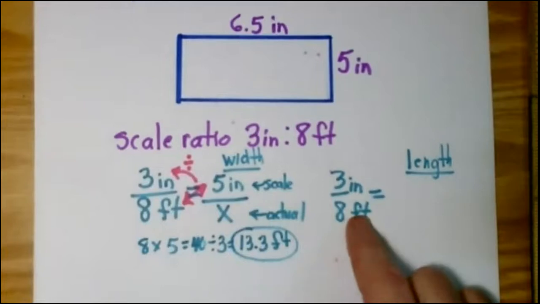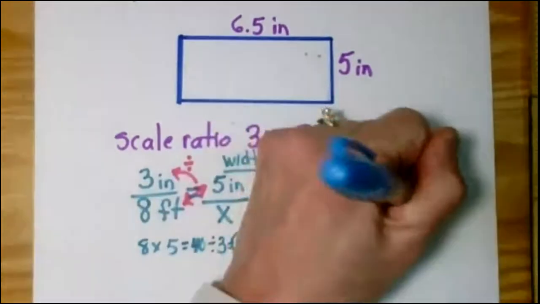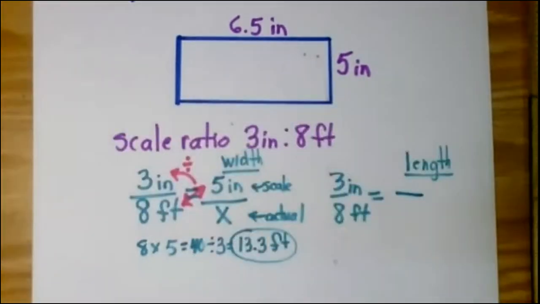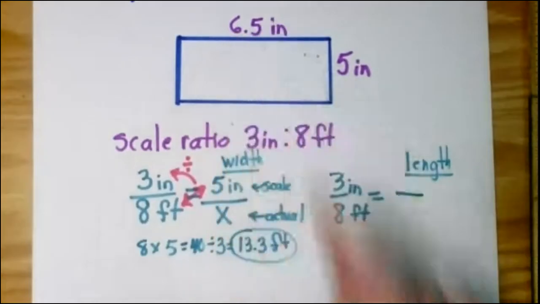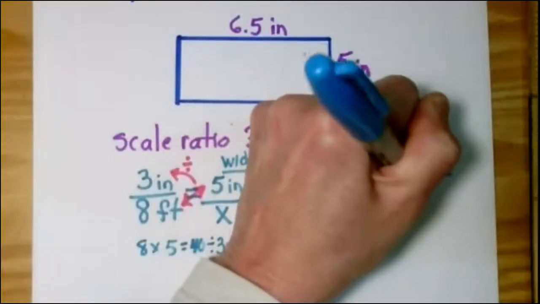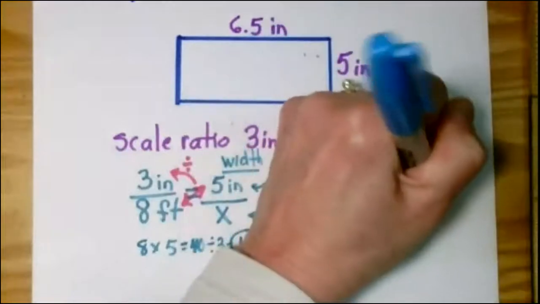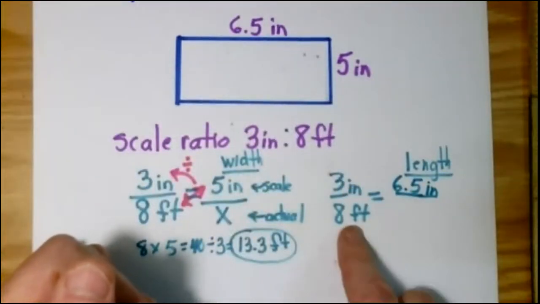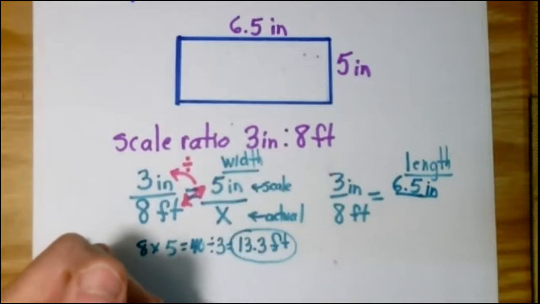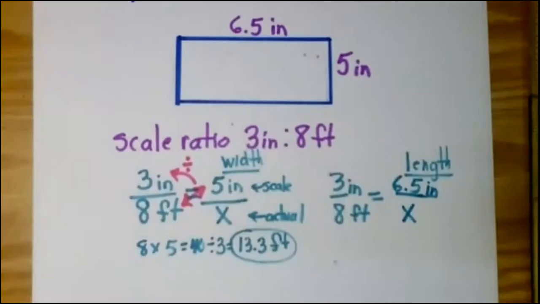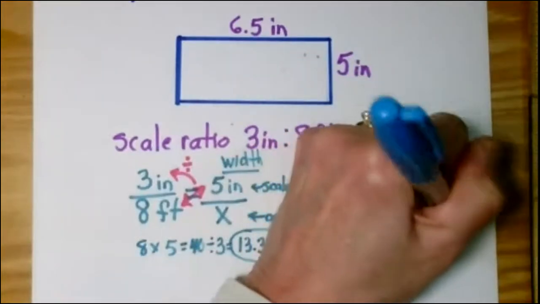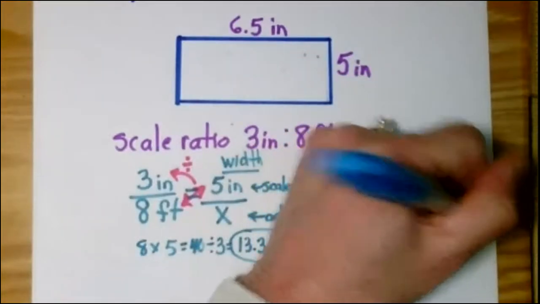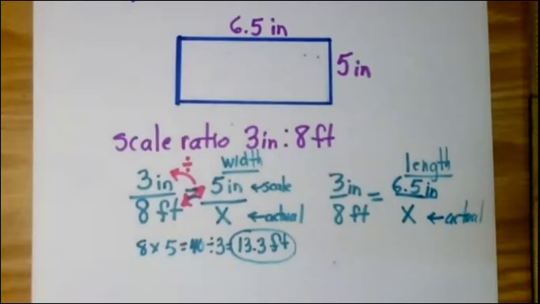Now we do the same with the length. What's our top number? Exactly, 6.5. Put inches so we know we're dealing with inches to inches. On the bottom, we have to go feet to feet. We need to find the actual feet. We don't know what that is. So that's our actual. That's what we're trying to find. Remember, there's always going to be one thing missing in a proportion.